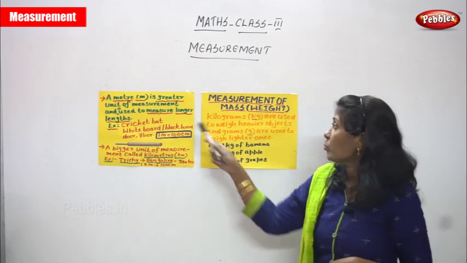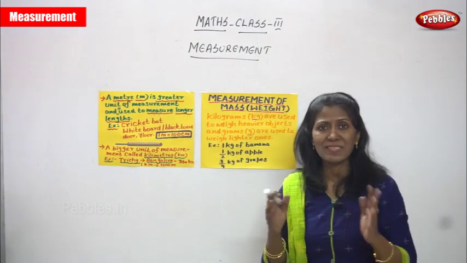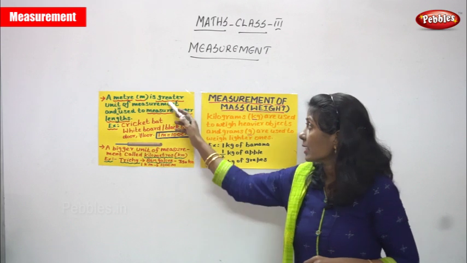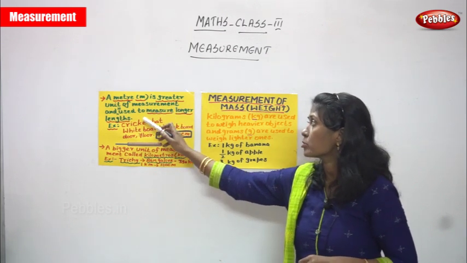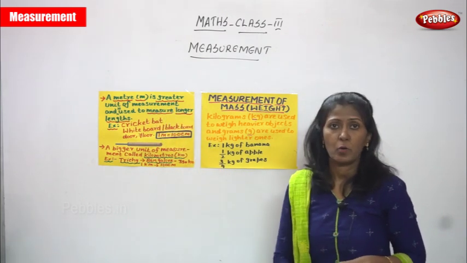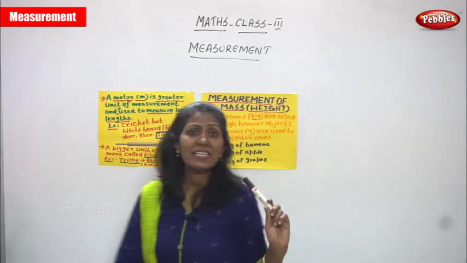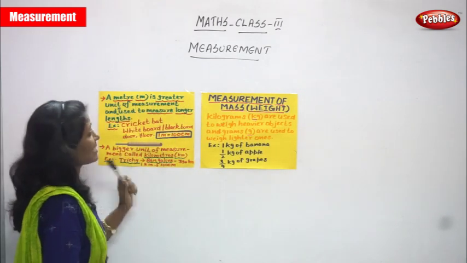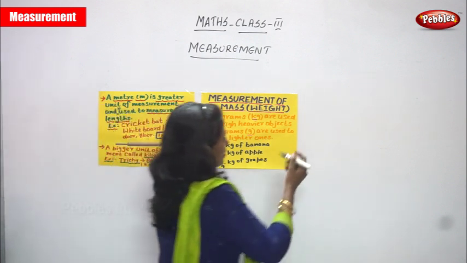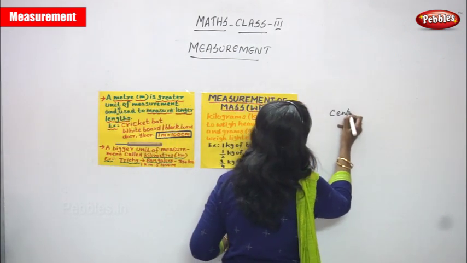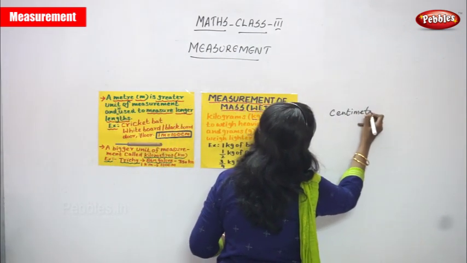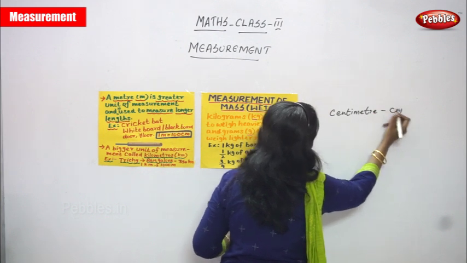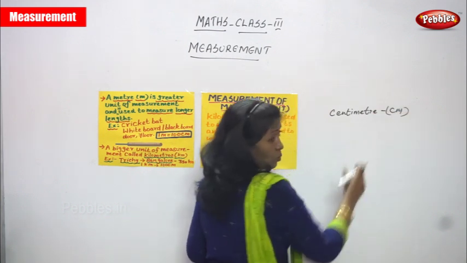We are going to see the meter. I told you it is a middle length, but here I have written greater unit of measurement, and it is used to measure longer lengths. I'll repeat once again. A meter denotes m. Centimeter, I already told you, denotes cm. It is the smallest form.